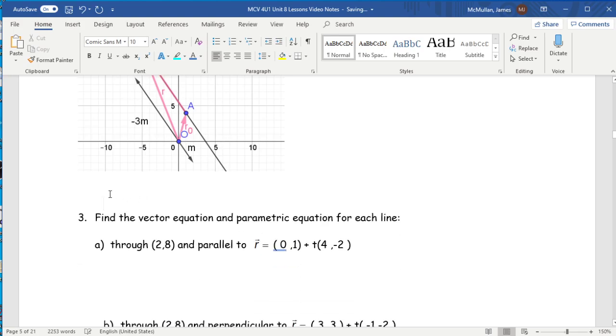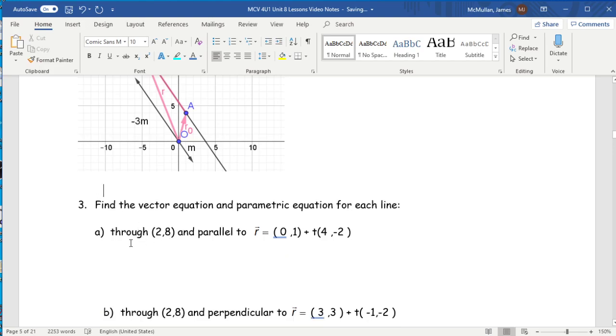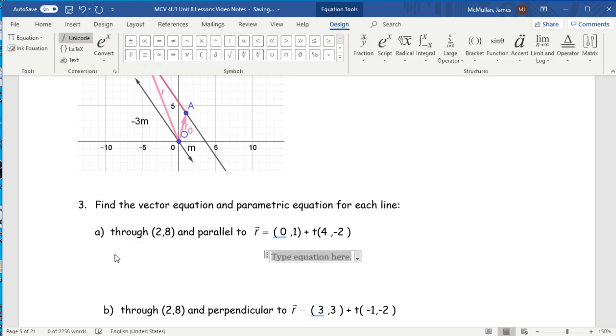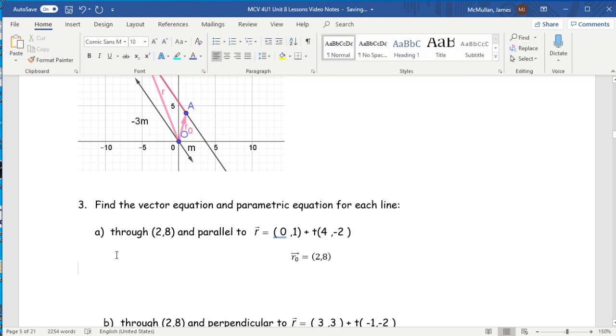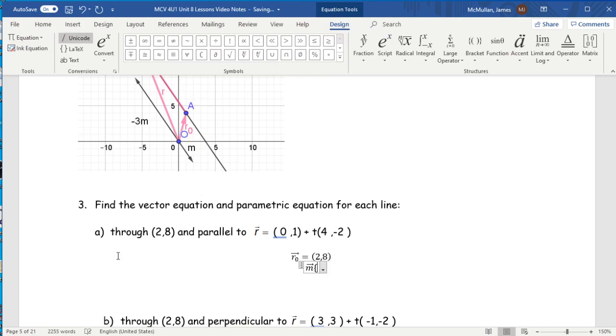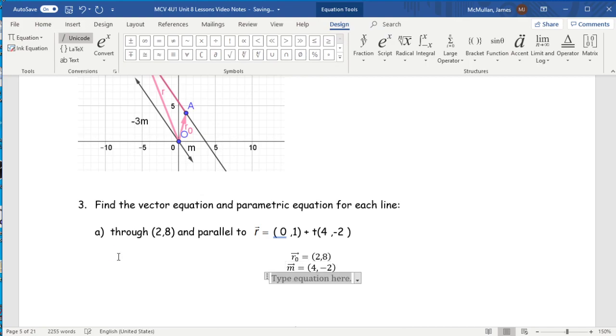Okay, find the vector equation and parametric equation for each line. It passes through 2, 8. So as soon as I see it passes through 2, 8, I'm going to go RO vec is equal to 2, 8, right? So all I need is any point, and then it has to be parallel to that, which tells me that m is equal to 4, -2, which actually is the answer. It's just 2, 8 plus t, 4, -2, where t is some real number.